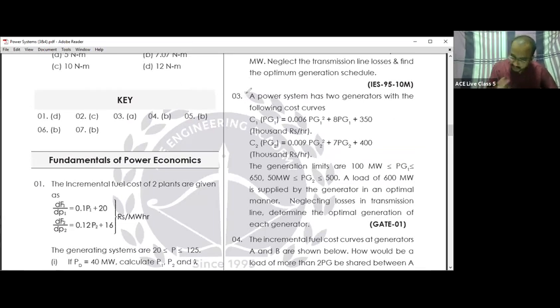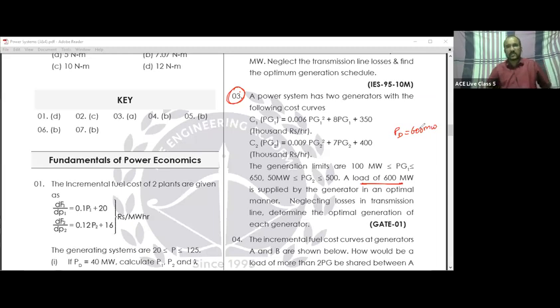Problem number 3. What has he given? The cost curves of 2 units. Cost curves of 2 units are given, and the generation limits are given: 100 less than or equal to Pg1 less than or equal to 650, 50 less than or equal to Pg2 less than or equal to 500. Load is how much? PD is 600 megawatt. Now try to solve this problem number 3.